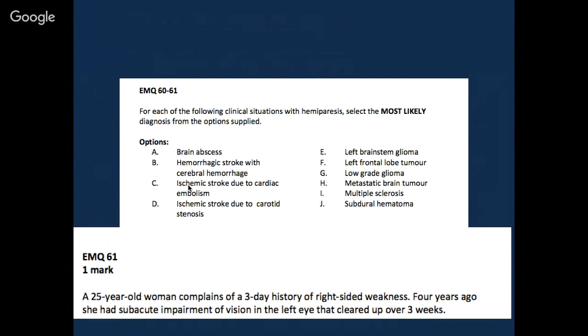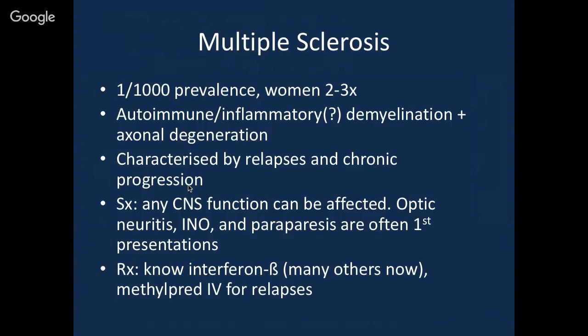So weakness and eye impairments, 2 episodes, it's multiple sclerosis. You need 2 episodes, 2 presentations to diagnose MS. Okay. I could go on for like hours on multiple sclerosis.